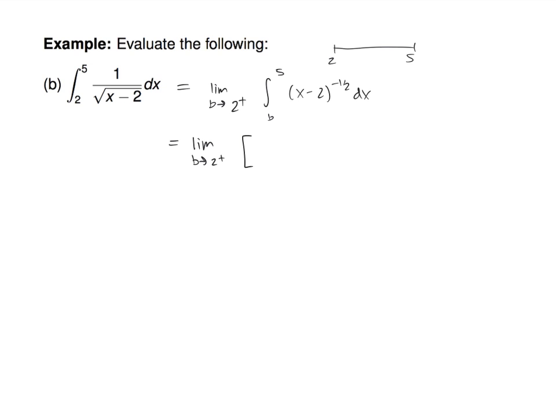Okay, can you anti-differentiate x minus 2 to the negative 1/2 without having to use a substitution? I think so, right? So you're going to get x minus 2 to the positive half, right? What's its coefficient? 2, right? 2 over 1. Evaluated from b to 5. So we have 2 root 3 minus 2 root b minus 2.